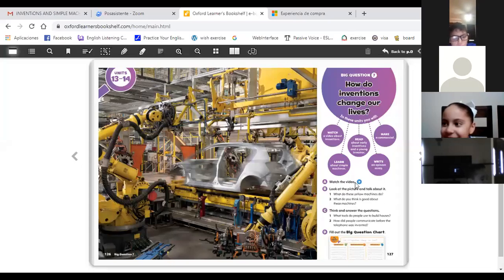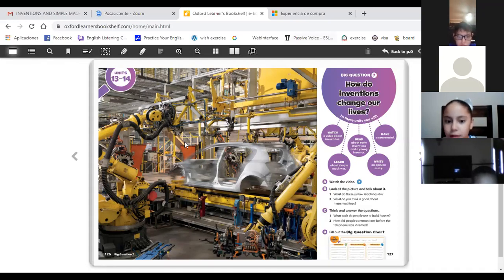Okay, over here, after watching the video, we have two questions. It says, what do these yellow machines do? Look at the picture, guys. Now, I need you to look at this picture carefully. Look up and down, left and right, and see, what are these yellow machines doing? This is a machine, and this is a factory, Ivana. What do these yellow machines do? Or what do they create? What are they creating?